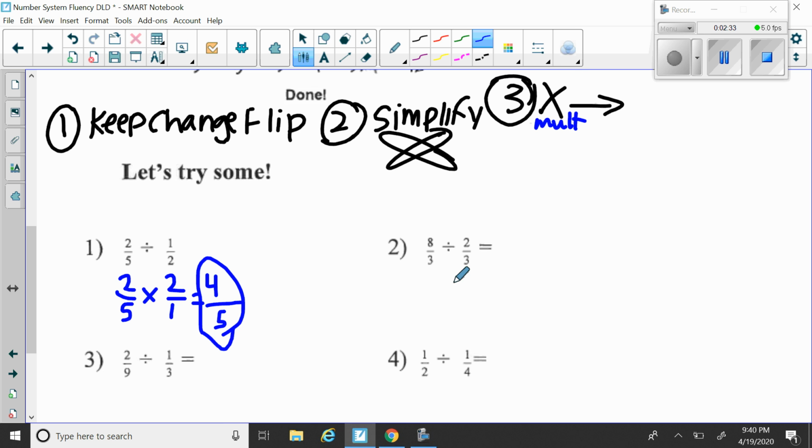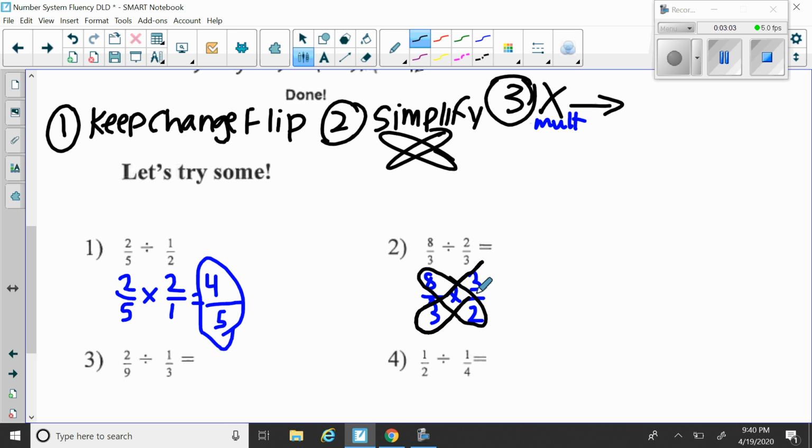Okay? So let's look at this one here. We have 8/3. Keep it. Oops. Okay? Change division to multiplication. And then we flip 2/3, so we get 3/2. So this is multiplying by the reciprocal of 2/3. And we can simplify this one, so why don't we go ahead and simplify like we would. Remember, we use the butterfly. That's why we have those little wings drawn up there.